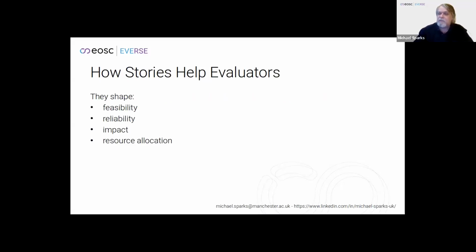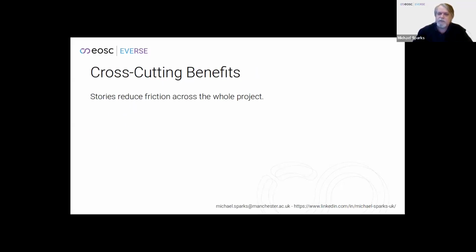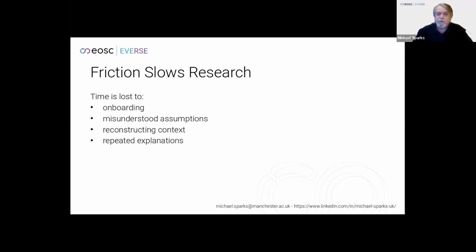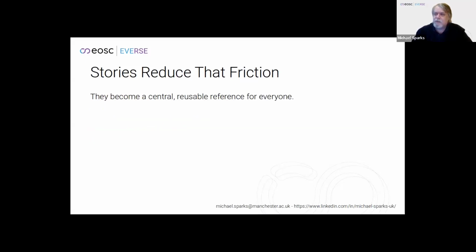And fundamentally, that means you can evaluate the feasibility, reliability, impact, and resource allocation needed for a particular project. Now, there are also some cross-cutting benefits, which are fairly obvious as well, about securing reproducibility. We've talked about things like onboarding, misunderstood assumptions, reconstructing context, and repeated explanations, and this goes cross-cutting across so many different things. And the stories reduce that friction. So anything that reduces friction makes life happier for everyone.